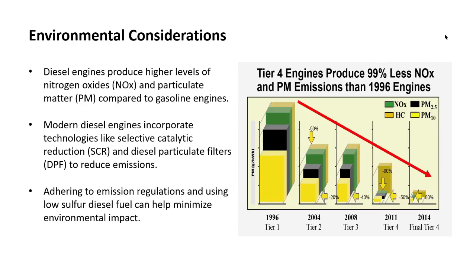Now we will see what are the environmental consideration take for diesel engine. First one is diesel engine produce higher level of nitrogen oxide, that is NOx, and particulate matter PM compared to gasoline engine. Second one, modern diesel engine incorporate technologies like selective catalytic reduction and diesel particulate filter to reduce emission. Third one, adhering to emission regulation and using low sulfur diesel fuel can help minimize environmental impact.